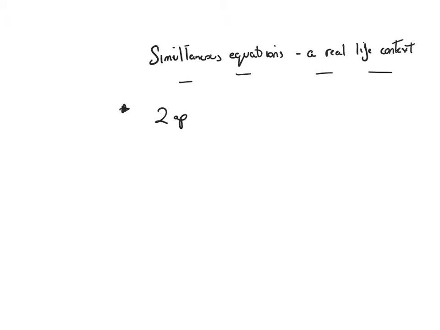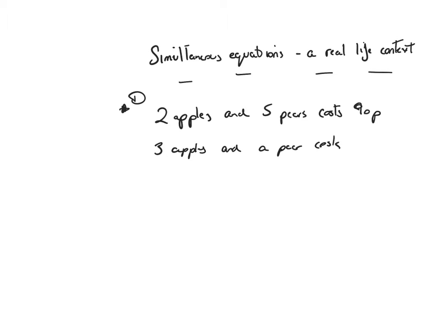So let's go for example 1. 2 apples and 5 pears costs 90 pence. 3 apples and 1 pear costs 57 pence. And the question is to find the cost of 1 apple and to find the cost of 1 pear.